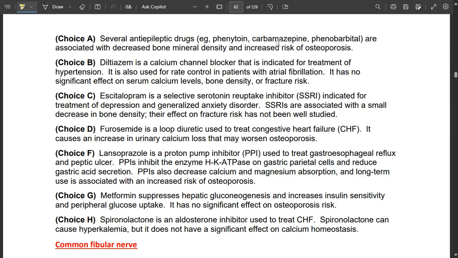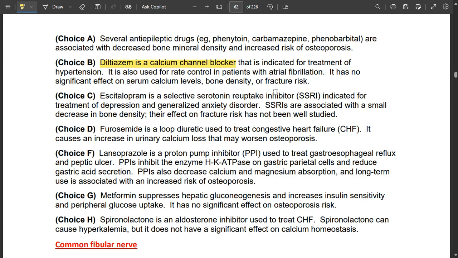Several anti-epileptic drugs like phenytoin, carbamazepine, and phenobarbital are associated with decreased bone mineral density. Anti-epileptic drugs induce the cytochrome P450 system in the liver, therefore bone mineral density is decreased. Diltiazem is a calcium channel blocker that can be used for the treatment of hypertension. It is also used for rate control in patients with atrial fibrillation. It has no significant effect on calcium levels, bone density, or fracture risk.